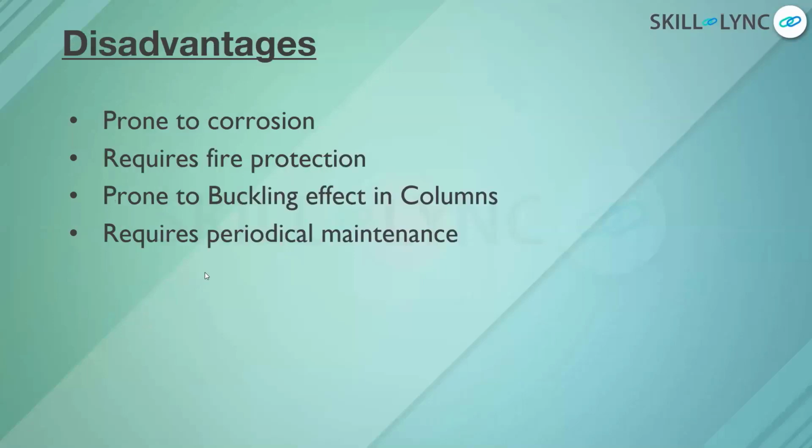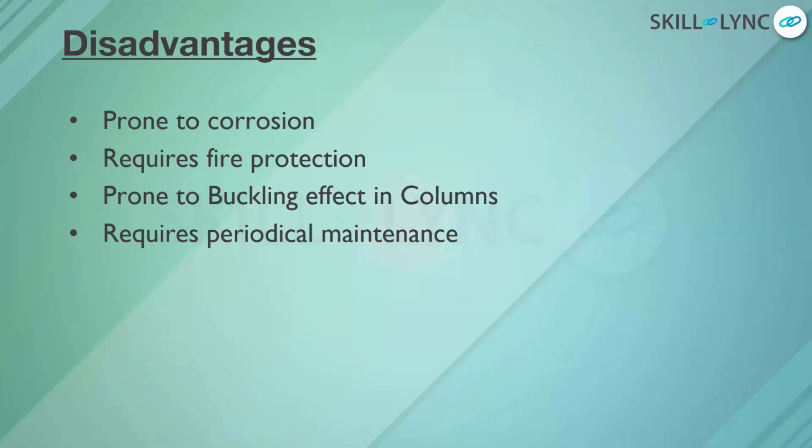So now let's see the disadvantages of structural steel. If you take structural steel, the main disadvantage is that it's prone to corrosion. It's because it's an alloy of iron, right? So this makes it prone to corrosion, and this problem can be solved to some extent using anti-corrosion applications. So proper maintenance has to be done to avoid this corrosion activity.